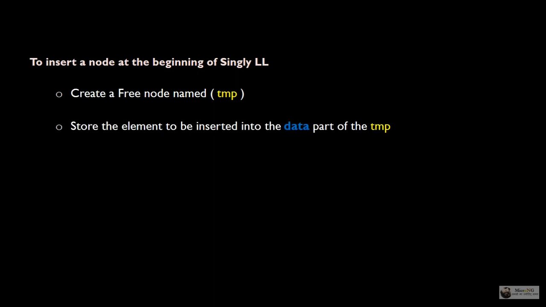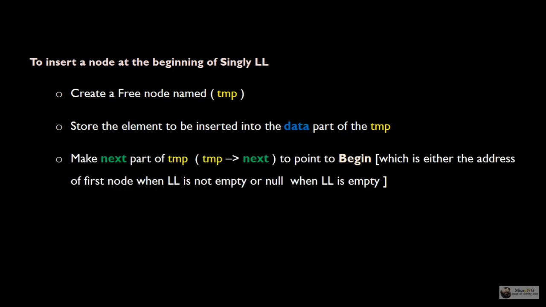Now in order to insert a node at the beginning of a single linked list, first we need to create a free node named temp. Then we have to store the element in the data part of the newly created node. So we store the element that needs to be inserted into the data part of temp. Temp is the newly created node. Now we have to make the connections. To make the connections, make the next part of temp, that is temp next, point to begin.